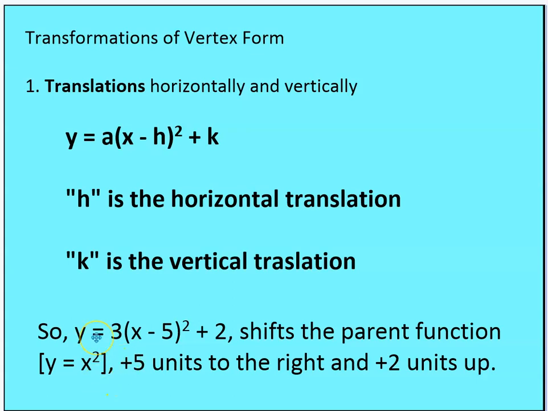So for example, something like y equals 3 times (x minus 5) squared plus 2 is going to shift the parent function y equals x squared, remember, we talked about parent functions, 5 units to the right and 2 units up. So you're going to switch this sign to consider the horizontal shift. We have the horizontal shift here, the vertical shift here, the sign stays the same, up 2, and this is to the right 5.